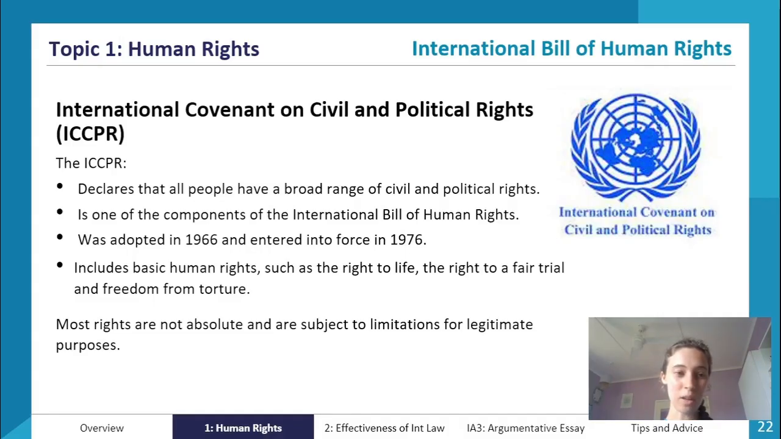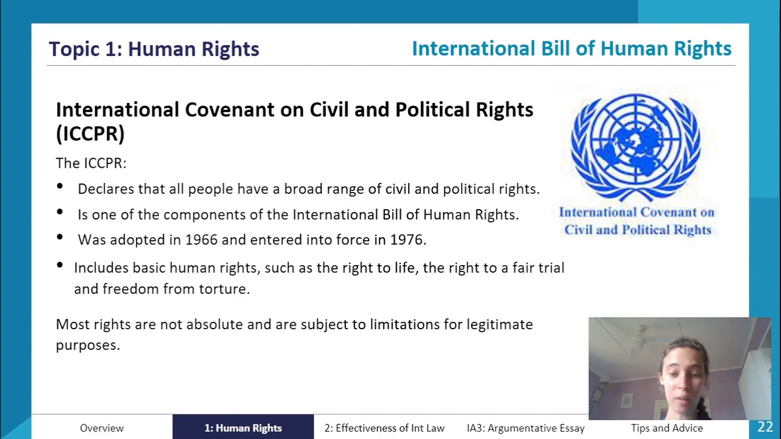Our next one was the ICCPR. So that declares that all people have a range of, you guessed it, civil and political rights. So it is one of the components of the Bill of Human Rights. It was adopted in 1966 and entered into force 10 years later in 76. And its main focus is basic human rights.